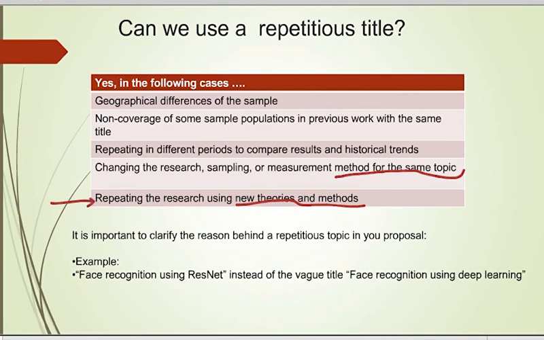The fourth reason is changing the method for the same topic. Sometimes you may change the research method, sample collection method, or measurement method. Sometimes you may use a different measurement method for your research. That's going to be a new research, although the title could be the same.